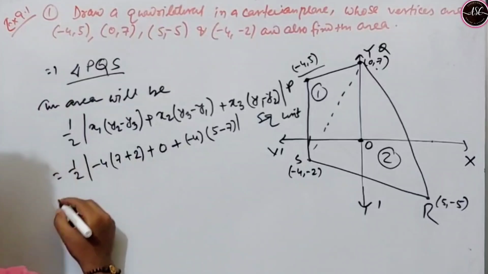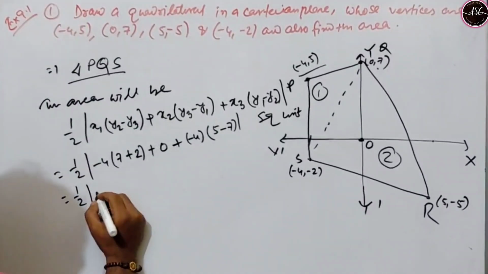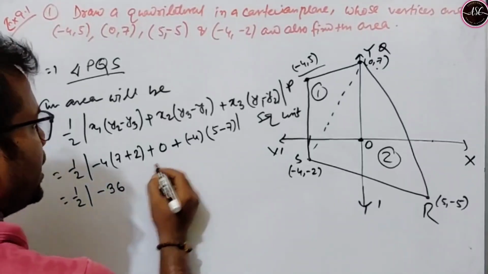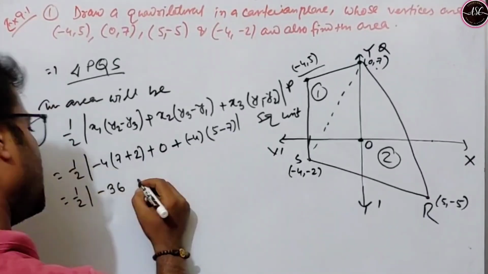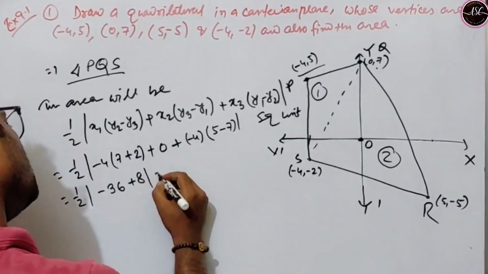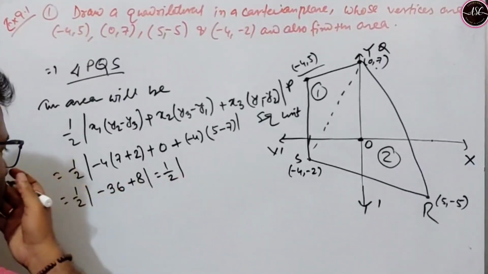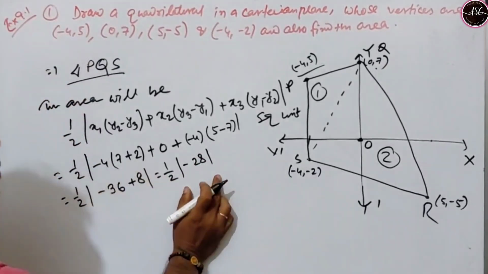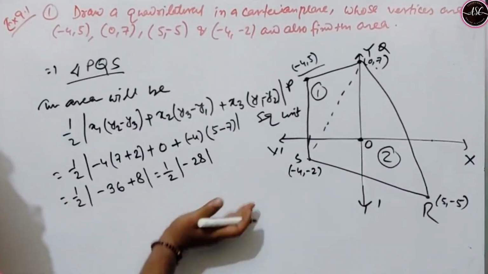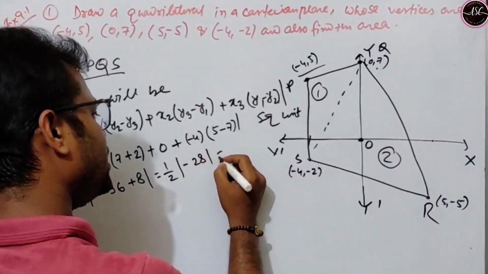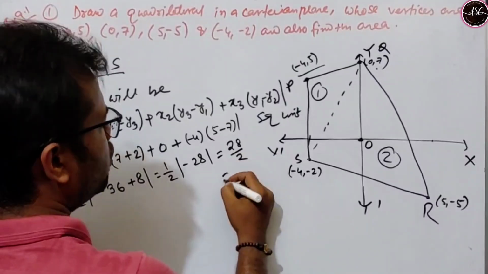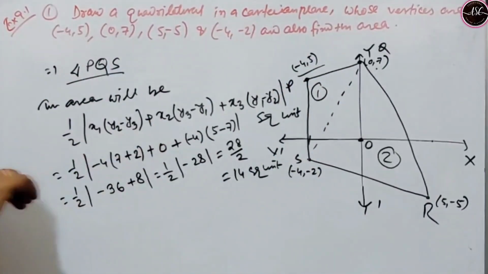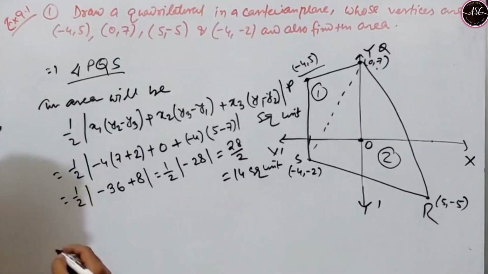Okay, mod close. So this will be minus 4, and this is the 9, that means minus 36, and here minus 2 minus 4, that means plus 8. Okay, so this will be mod of minus 28. Within mod minus 28, if this comes out of mod, then that will be 28. Plus 28 divided by 2, that means 14 square unit. Okay, so we get the area of this triangle.